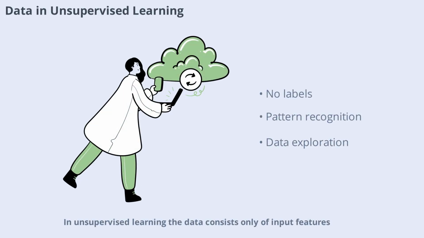In unsupervised learning, the data consists only of input features with no labels or outcomes provided. The model must make sense of the data on its own, often by grouping similar items or identifying unusual patterns. This approach is especially useful when you don't have labeled data or when you want to explore the data's natural structure.